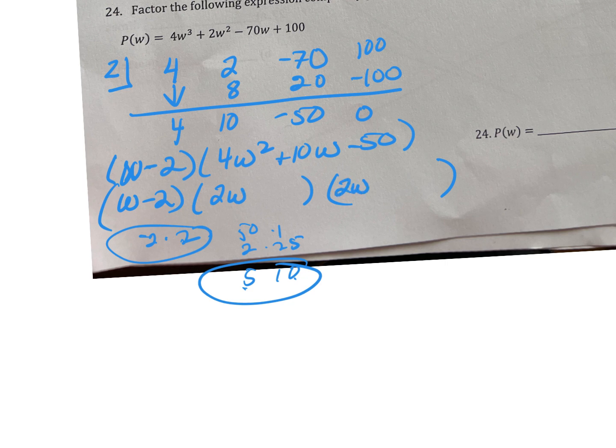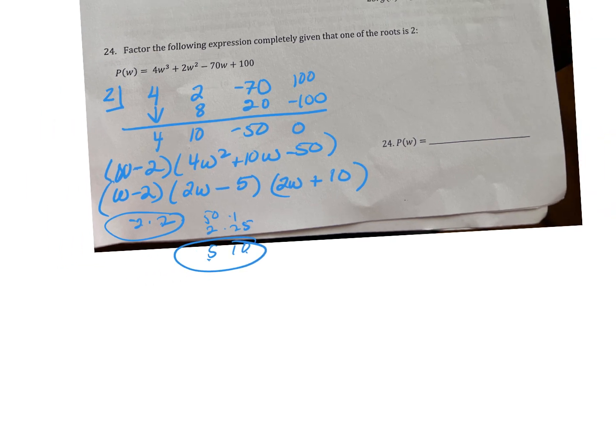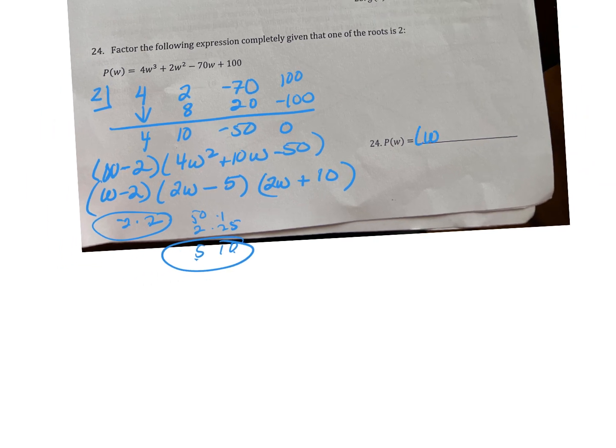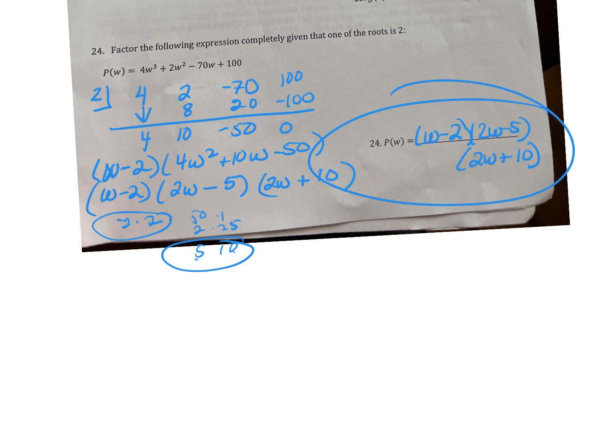And then one has to be negative, one has to be positive. All right, and we want the bigger number to be positive, so the middle is positive, and the smaller number to be negative. There we go. So P of W equals W minus 2, 2W minus 5, and 2W plus 10. All right, that's that page.